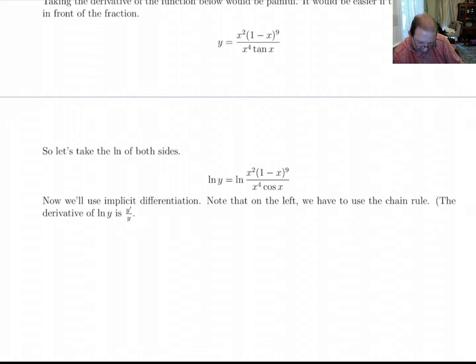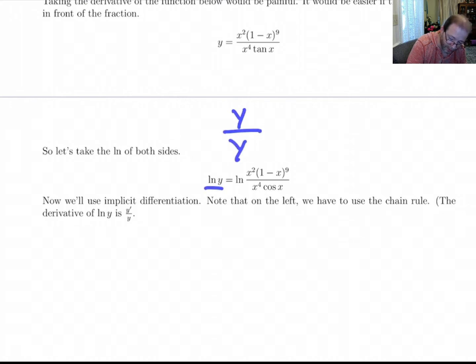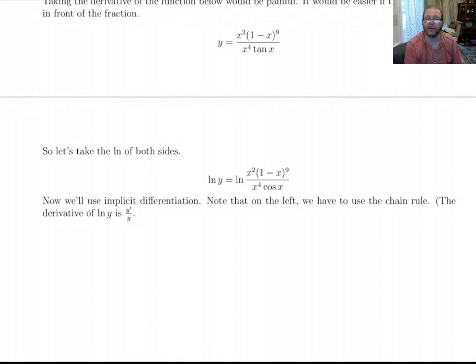Because what we've got now is, on this side, we don't just have this thing solved out for y. We have ln y. So what we're going to do over here is take the derivative of this side and the derivative of that side. When we do the derivative of natural log of y, we're going to have to put y on the bottom and its derivative on top. But before we do the derivative, let's expand this side out using the log rules.